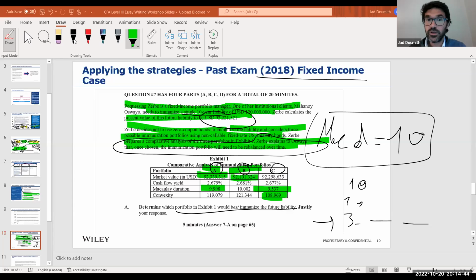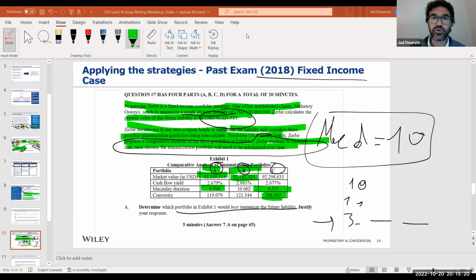If you're taking notes, portfolio A is the one that best immunizes the future liability. 1, its present value exceeds the present value of the liability. Stop. 2, its Macaulay duration is identical to the Macaulay duration of the liability. 3, portfolios B and C cannot be used because one has assets that fall short of the liabilities PV and the other has a significantly different Macaulay duration. Full stop.